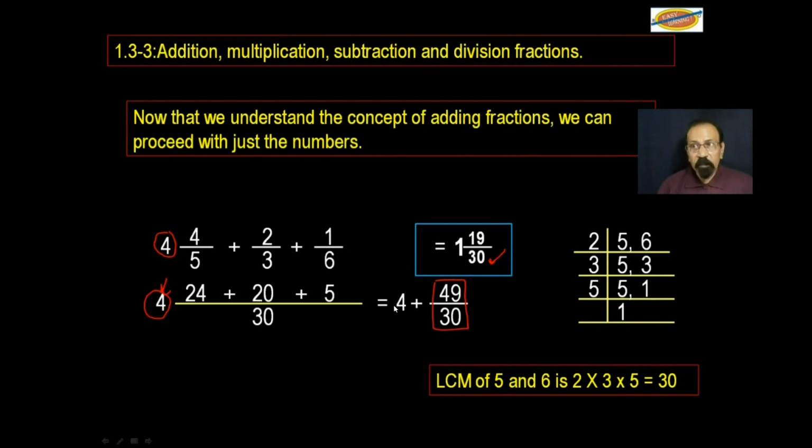So we add the whole numbers. 4 and 1, 5, and 19 over 30.